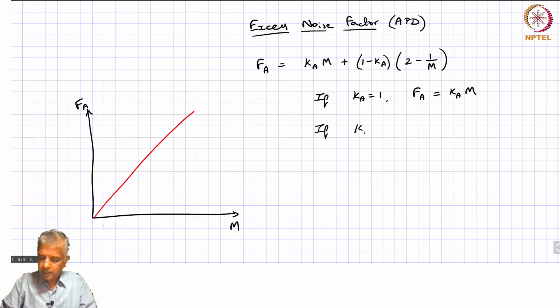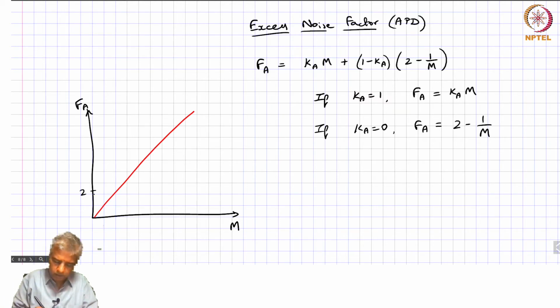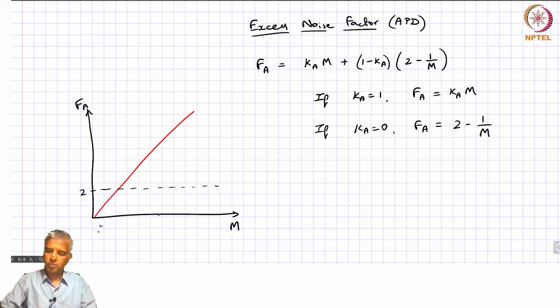What if Ka equals 0? Well, if Ka equals 0, Fa becomes, the first term essentially vanishes and the second term Ka is 1. So, Fa is 2 minus 1 over m. So, how do we actually represent that? Let us say Fa equals 2, that corresponds to this line here. So, 2 minus 1 over m is a function that is going to be asymptotic with respect to 2.